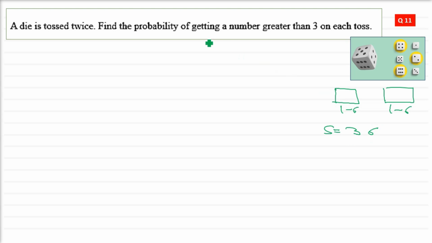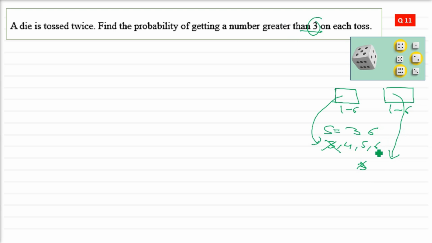From these 36 options, you have to pick those events where the number comes more than 3 in either of the dice. So first die and second die, 3 and more, that means 4, 5, 6. First die, second die also 4, 5, 6. So it is greater than 3, so we cannot include 3. It has to be 4, 5, 6 in the first one.